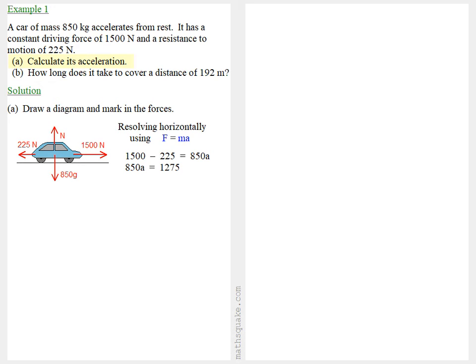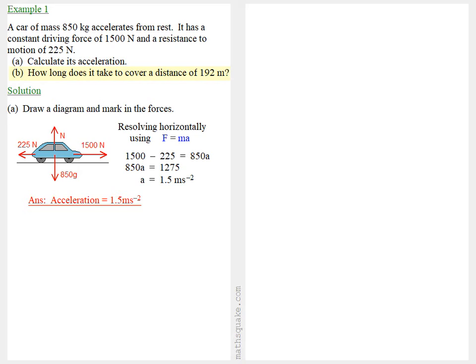So 850a is equal to 1,275, and if we divide by 850, we get a is equal to 1.5. So the acceleration is 1.5 meters per second squared.